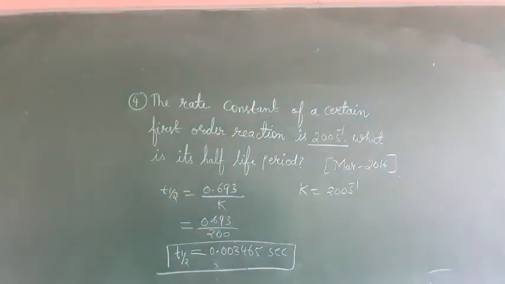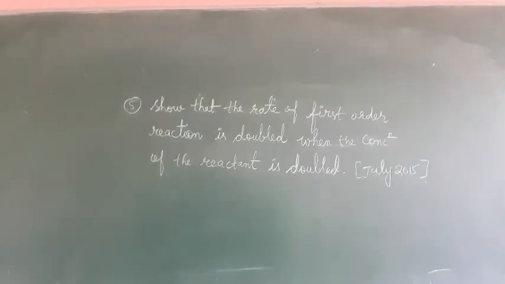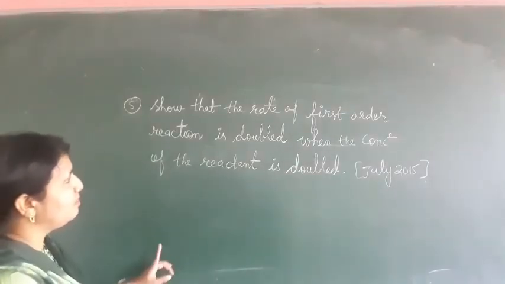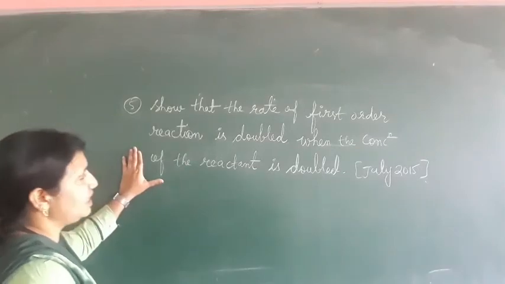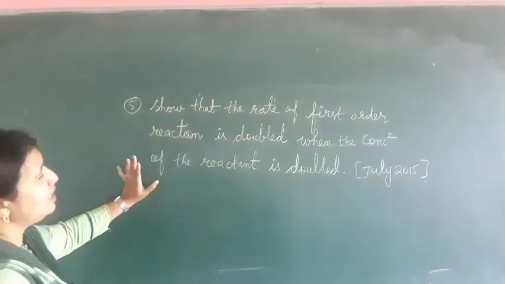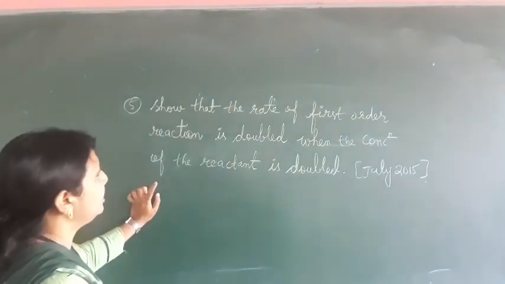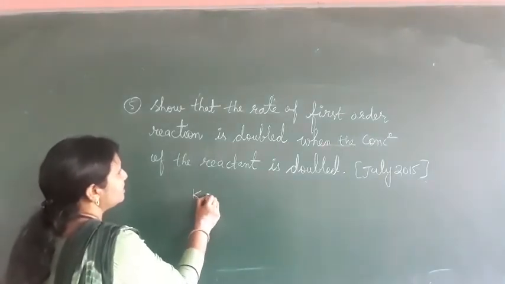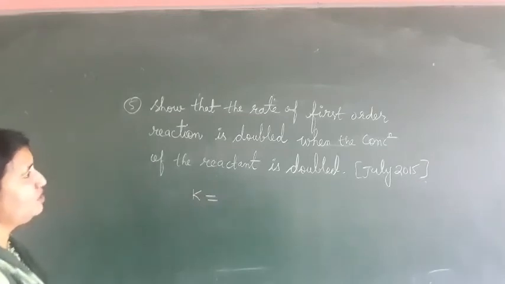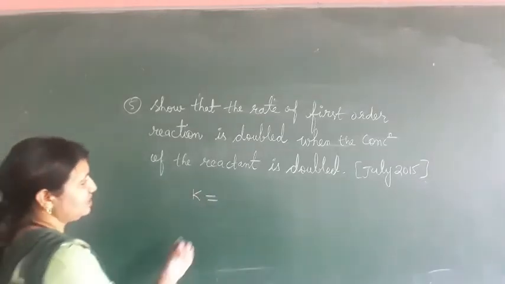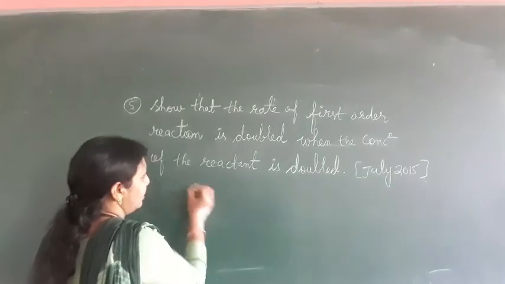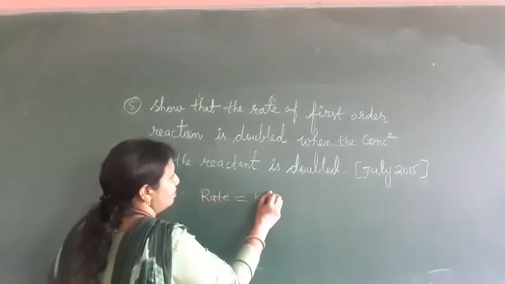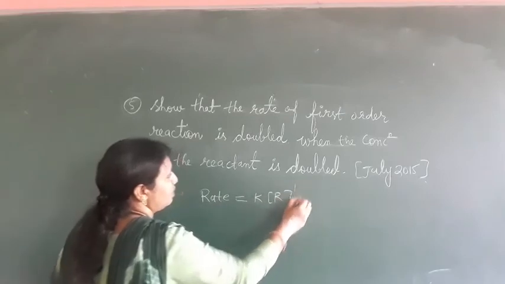Next question: show that the rate of a first order reaction is doubled when the concentration of the reactant is doubled. So for the rate of a first order reaction, K is equal to, for a first order reaction they are saying, we have this one: rate is equal to K into R to the power 1.